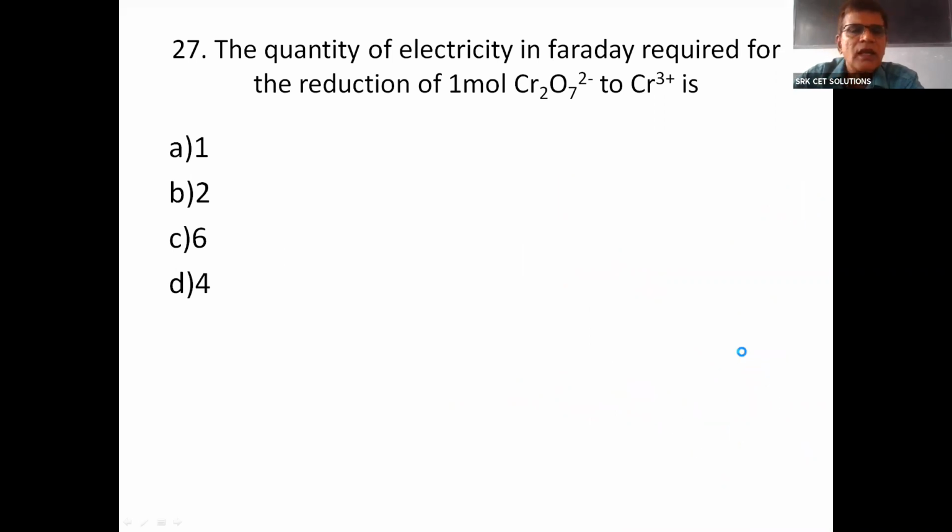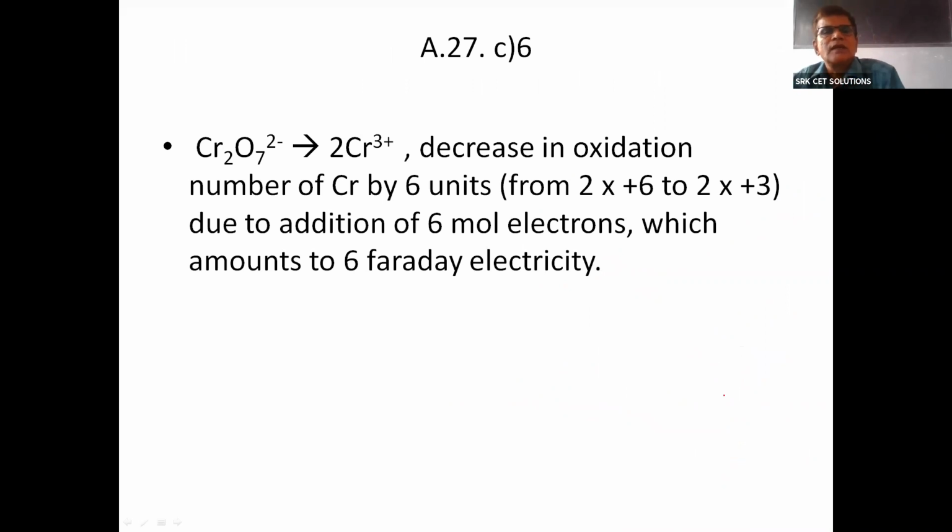Let us see the calculation. Yes. Decrease in oxidation number of chromium by 6 units, from 12 to 6, due to addition of 6 mole electrons, which amounts to 6 Faraday electricity.